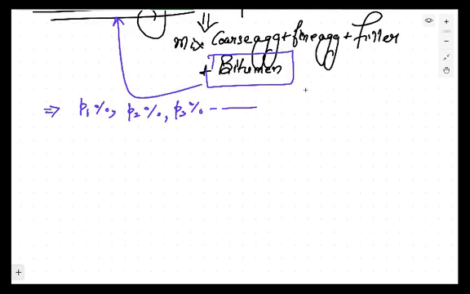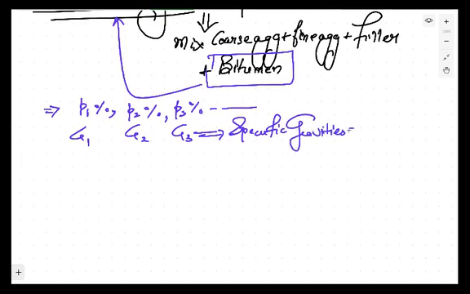P1, P2, P3 are different materials and they have specific gravities of SG1, SG2, SG3. You can also write these as capital G1, G2 and G3. These are the specific gravities. Specific gravity means G is equal to gamma upon gamma w: the unit weight with respect to the unit weight of water. This is the ratio which is basically the specific gravity.